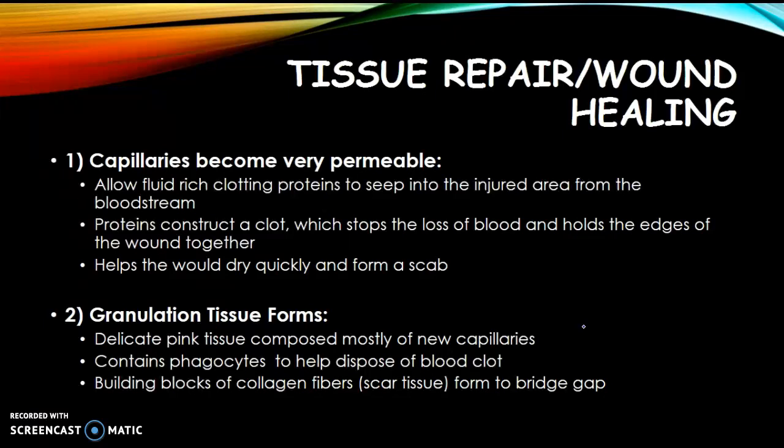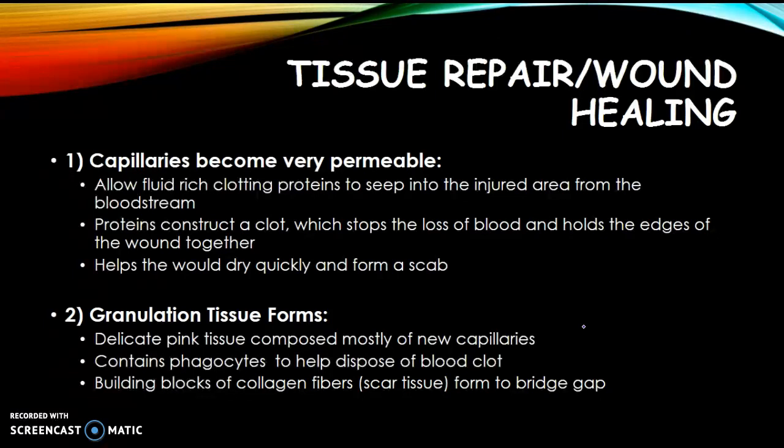Underneath the scab, you're going to have granulation tissue forming. The best way to describe this is if you've ever accidentally picked off a scab too early, the tissue underneath it is a very pink color. This is because you're literally in the process of building new tissue. It's a lot of new capillaries, so that's why it's so pink, because you have a lot of blood flow. You're going to have white blood cells in here that are going to come and help to basically eat away the blood clot that formed.